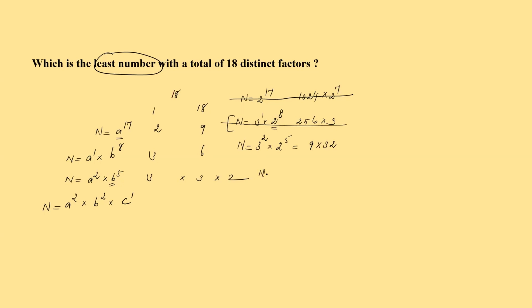Now going on to the last one, a square into b square into c. Take the least possible prime number 2 for a, then 3 square, and for c power 1, I'll keep 5. So 2 square is 4, 3 square is 9, and 5 power 1 is 5. So 4 into 9 is 36, and 36 into 5 is 180. The previous number was 200 something, and this number is 180. So the least value here is 180.